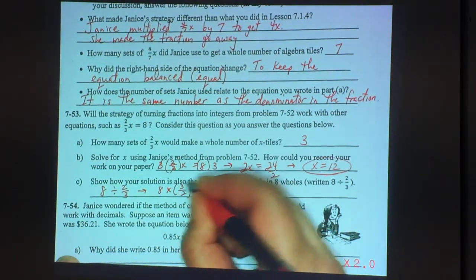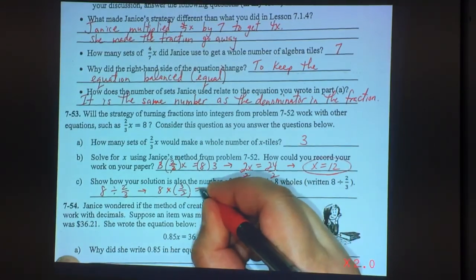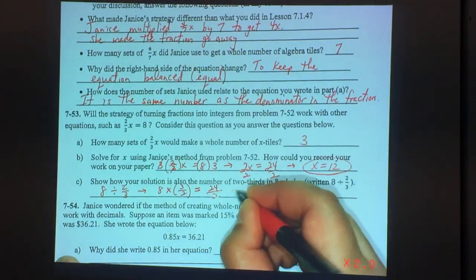3/2. 8 times 3 is 24. That's an equal sign, by the way. Divided by 2, which is 12. Same answer.